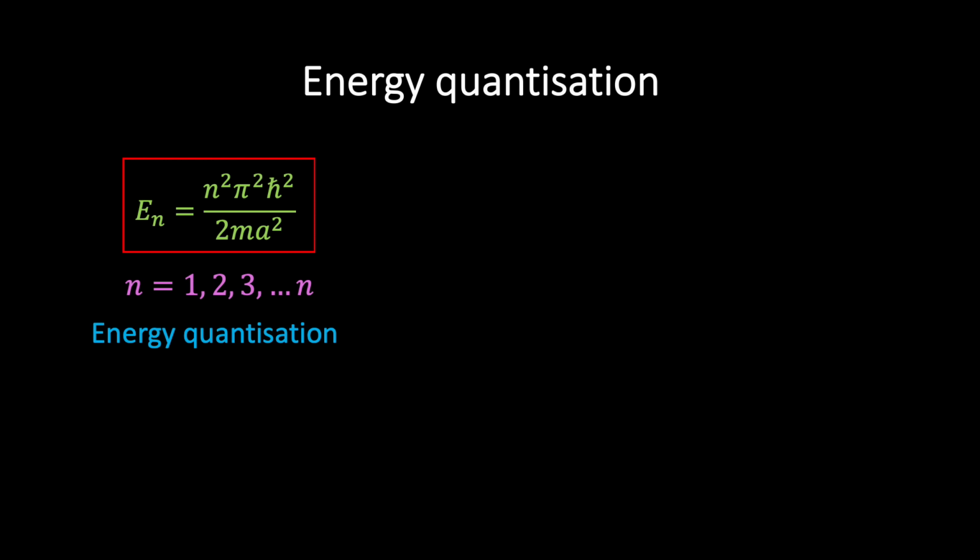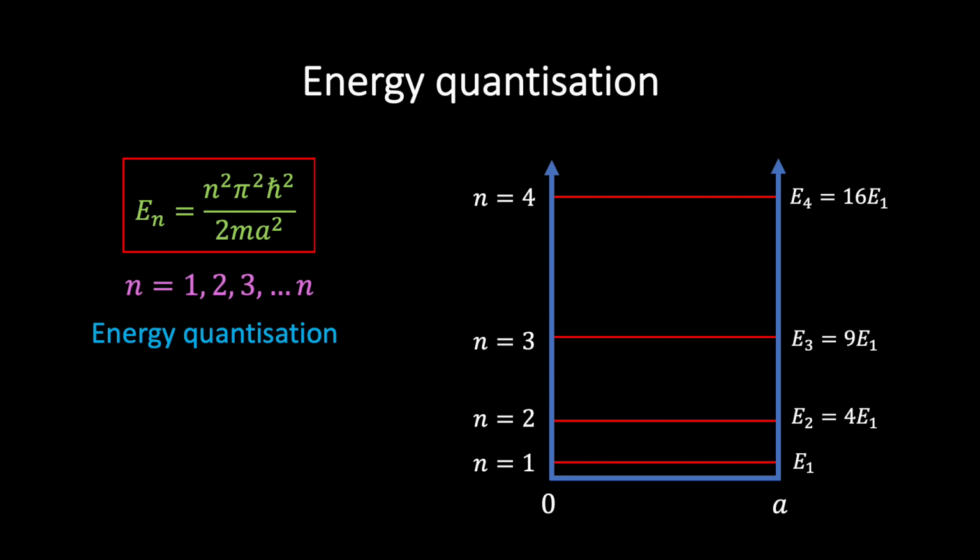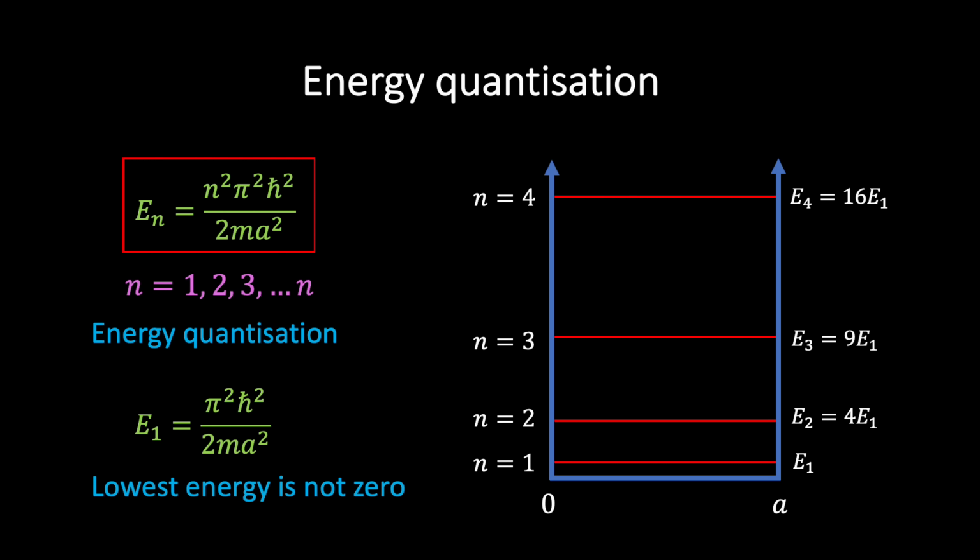Well, the first thing that we notice is that the particle energy has become quantized and can only take certain discrete values depending on the value of n, with each different value of n corresponding to a different energy, and in turn this corresponds to a different eigenfunction. We also notice that the lowest possible energy state is not zero, as would be the case in classical physics. Rather, the ground state energy is given by the following expression.